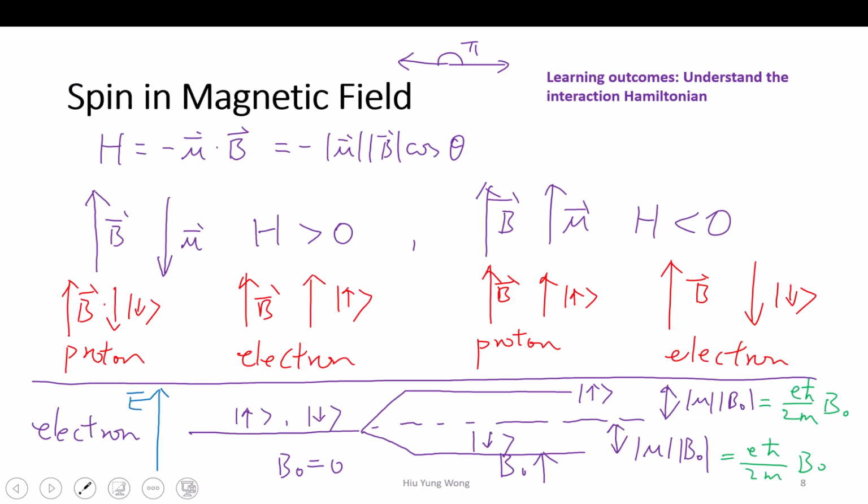But for an electron, if you go in the opposite direction of the magnetic field, you actually have lower energy. Same direction, you have a higher energy. And the total energy difference is E h bar divided by m times B naught. Each of them is further divided by 2. You add them together, and from this level to this level is E h bar divided by m B naught. Okay?